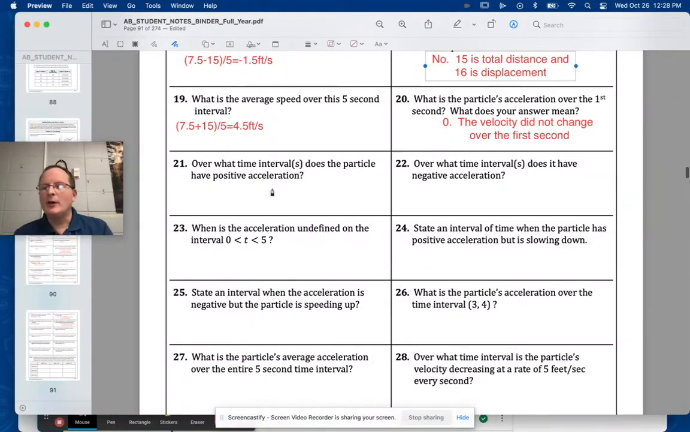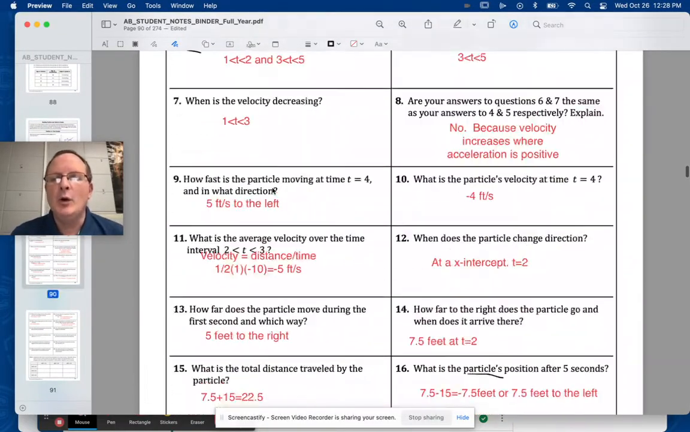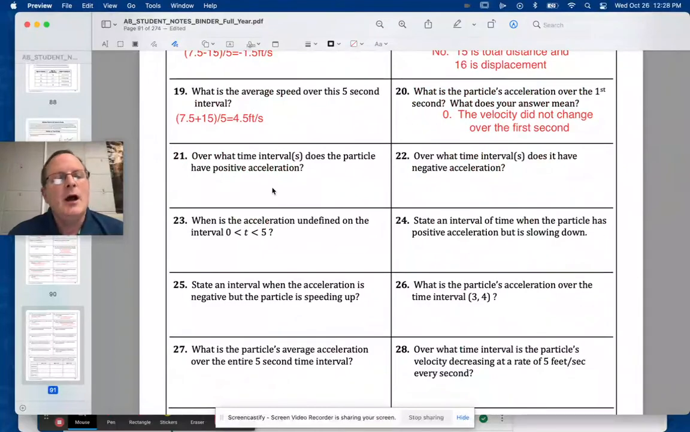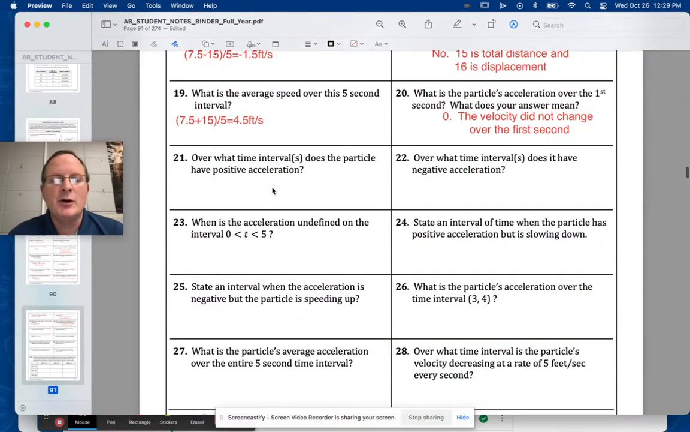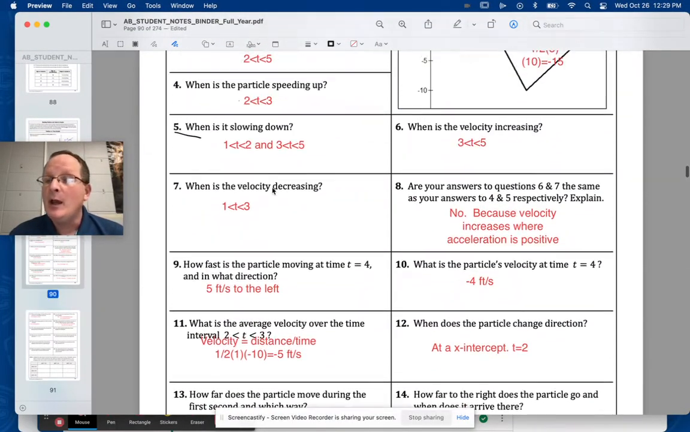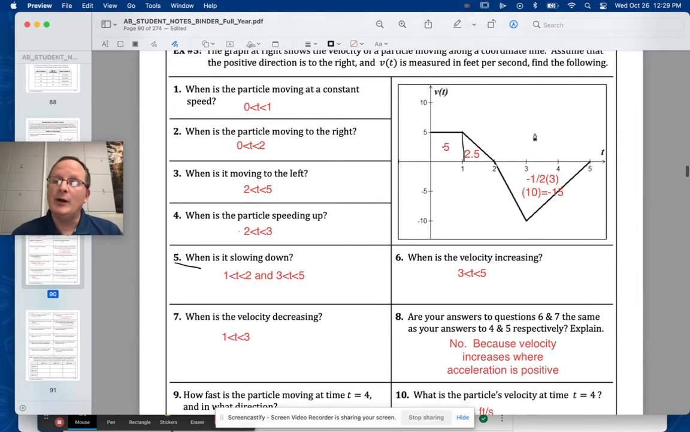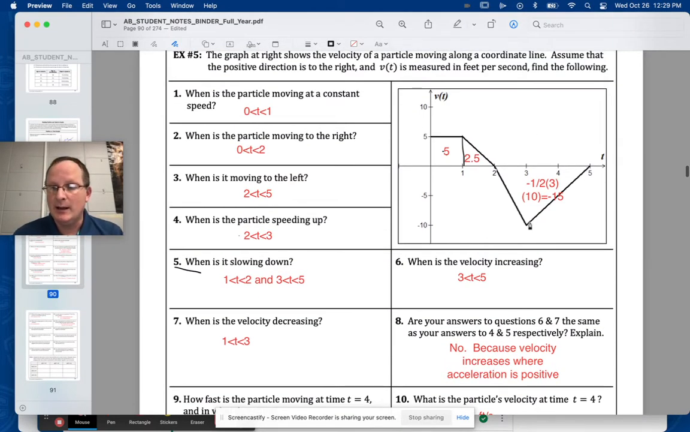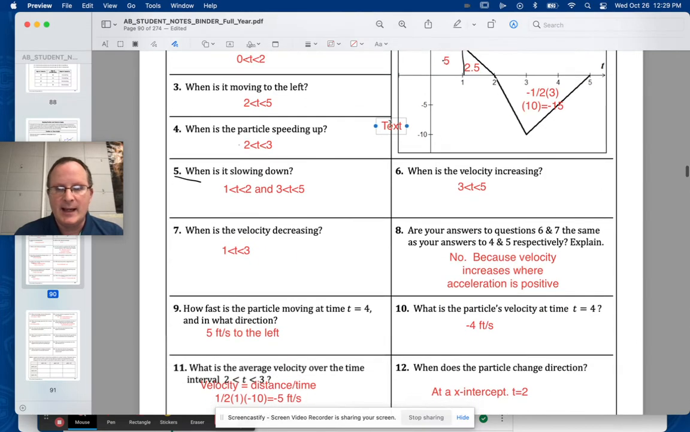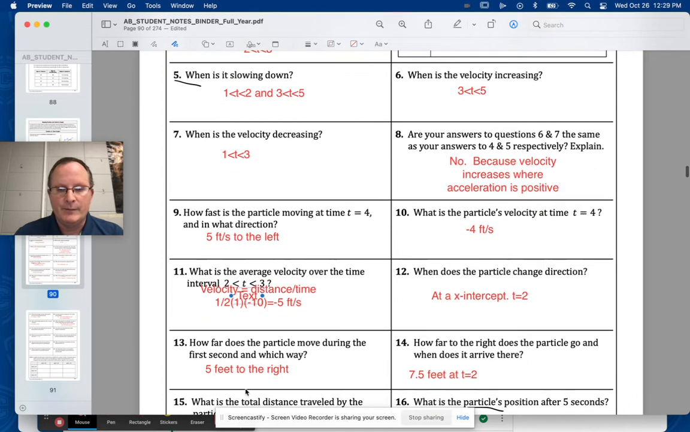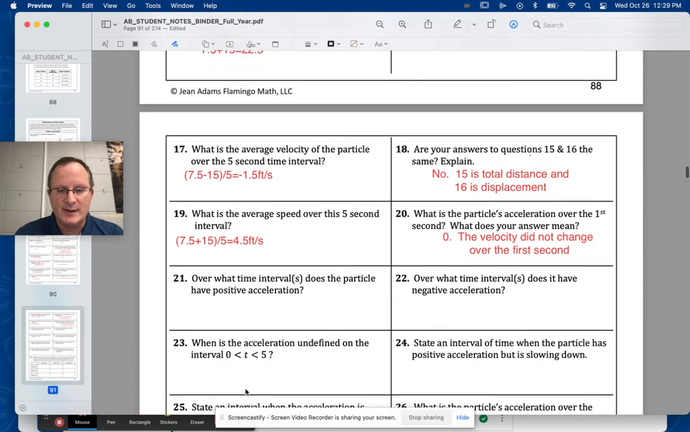Okay, hey, 21 through 28. We're moving along pretty good. Over what time intervals does the particle have a positive acceleration? Well, that's going to be any time where your velocity is increasing, where the slope is positive. That only happens from 3 to 5. So 3 to 5, and you could really say velocity increasing.